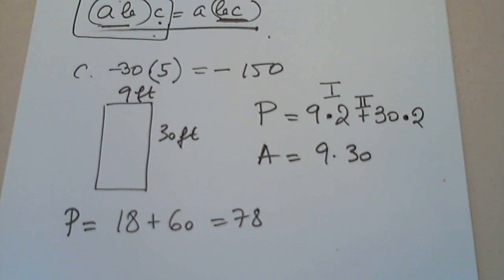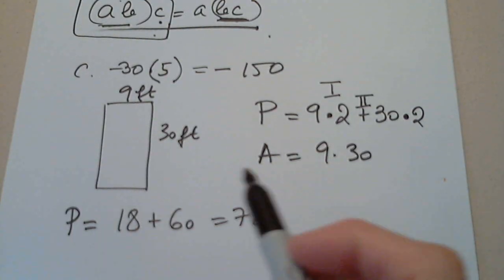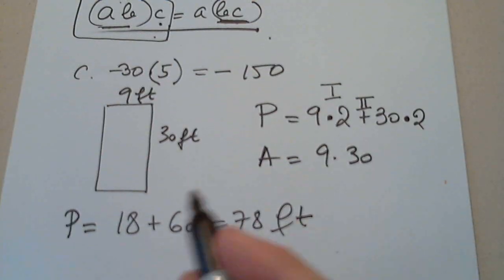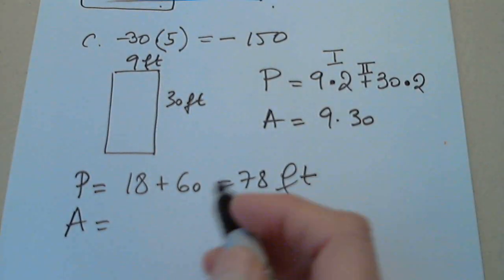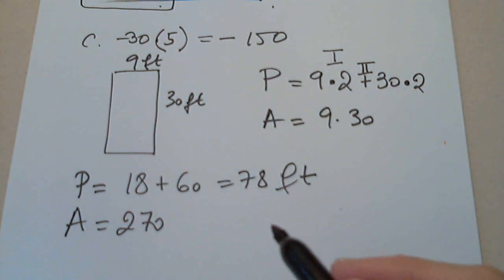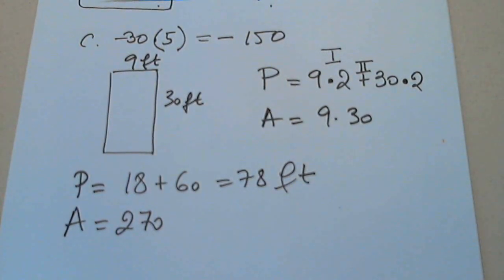Feet. Say it again. Feet, indeed. Feet. Yes, perfect, feet. But now when we write the area, 9 times 30 is indeed 270, but what is the measurement unit for the area? It cannot be the same.